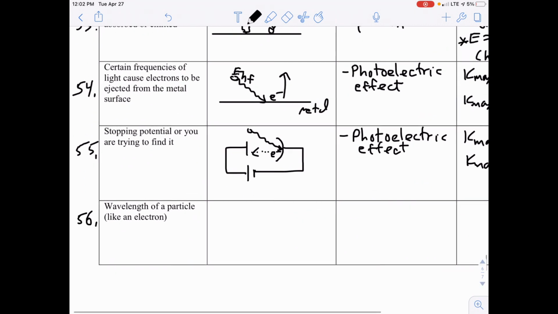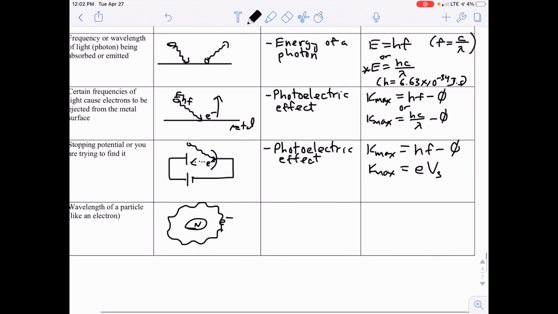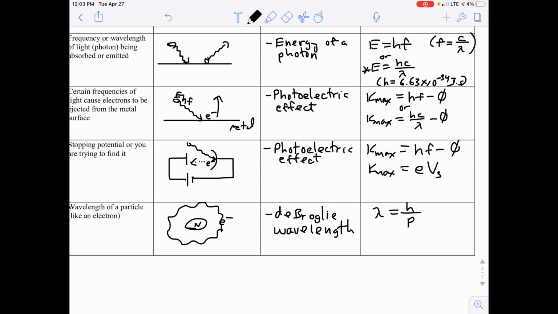And in number 56, if we have the nucleus of an atom and an electron orbiting that atom, it doesn't orbit in a perfect circle. Rather, it is found to orbit in strange wave-like properties. This is the de Broglie wavelength. The equation we use for that is lambda equals Planck's constant h over p. And of course, if you were to rewrite that, it would be h over mv.